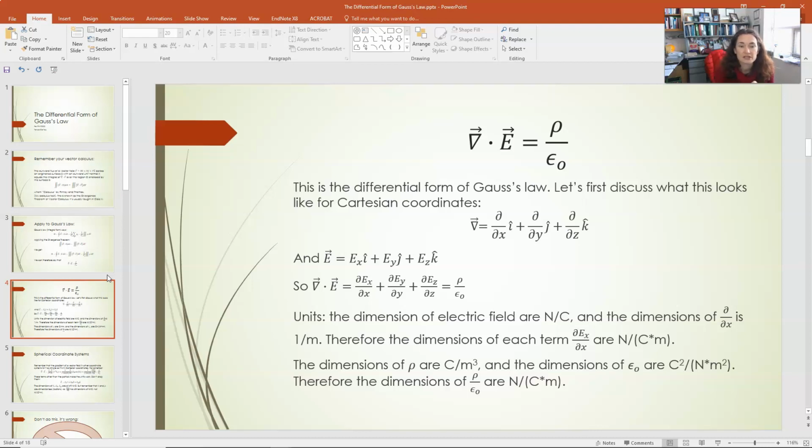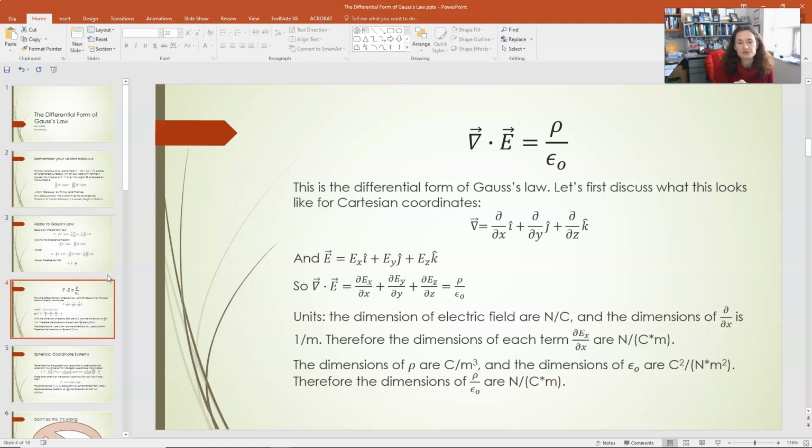Now we can write our electric field vector as the x component of the field, E sub x, times i hat, plus the y component of the field, E sub y, times j hat, plus the z component of the field, E sub z, times k hat. And then if we do del dot E, then what that means is that when you take a dot product, the x components multiply one another, and then you add the y components multiplied together, and then add the z components multiplied together.